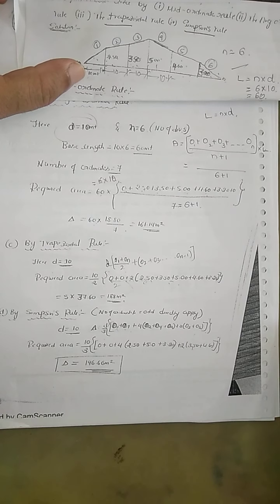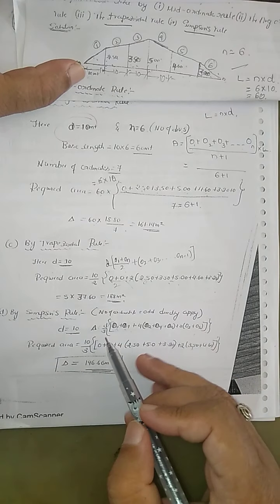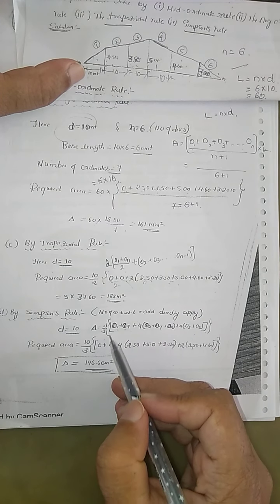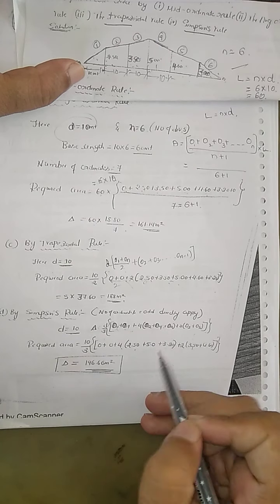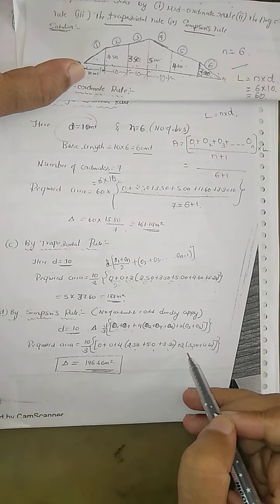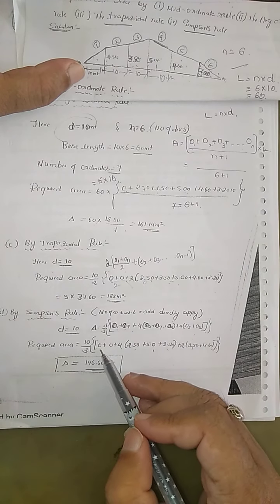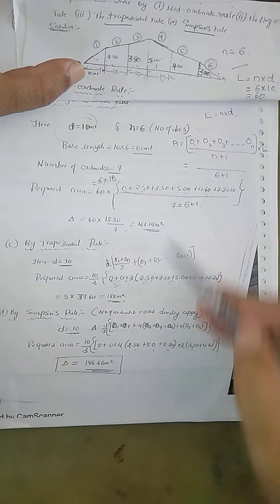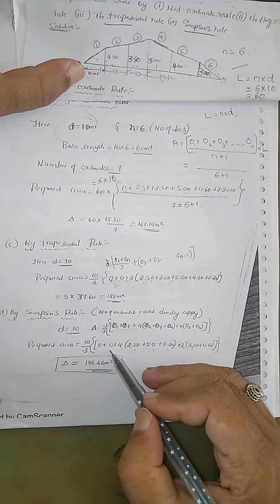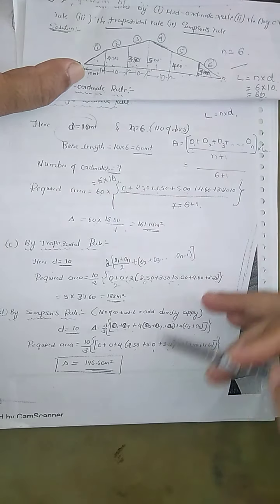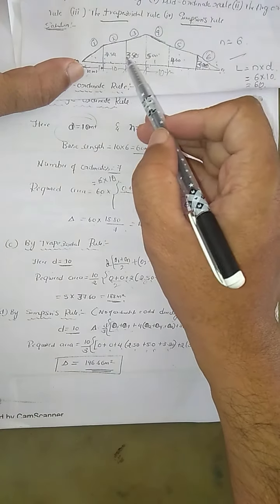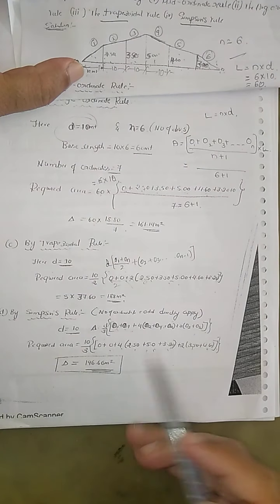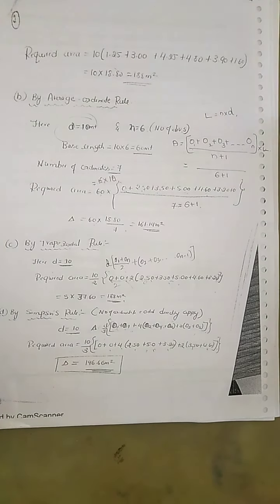Then we will see by Simpson's 1/3 rule. What does Simpson's 1/3 rule say? It is D by 3 into O1 plus On plus 4 into O2, O4, then 3.2, then 2 into O3 plus O5. So O1 is 0, On is 0, then 4 into O2 is 2.5, then O4 is 5, here also it is 5, then 3.2, 3.2, and 2 into 3.5 and 4.6. If you simplify this, you are going to get an area of 196.6 square meters.